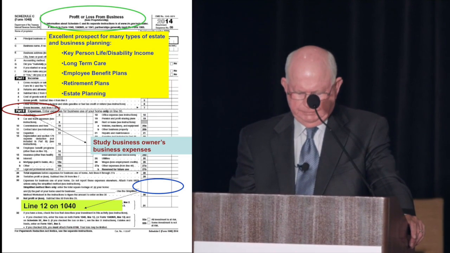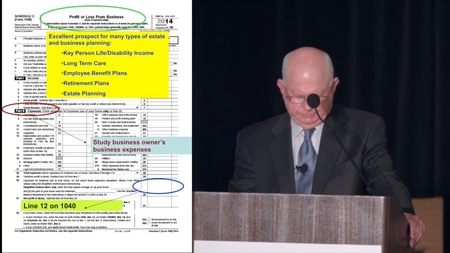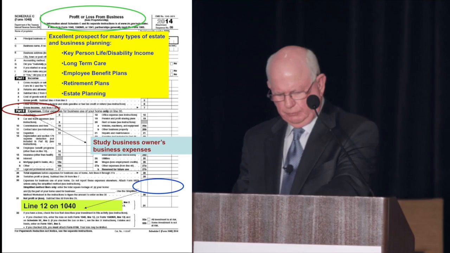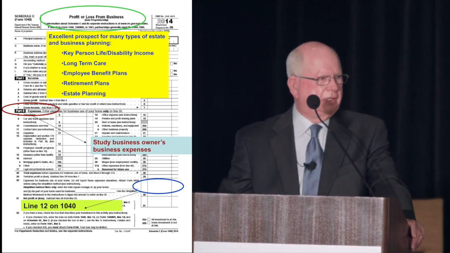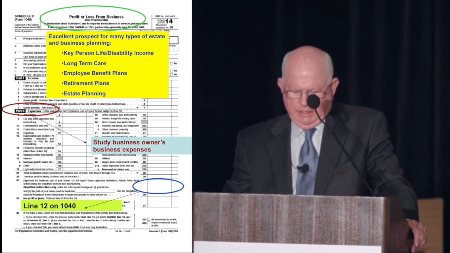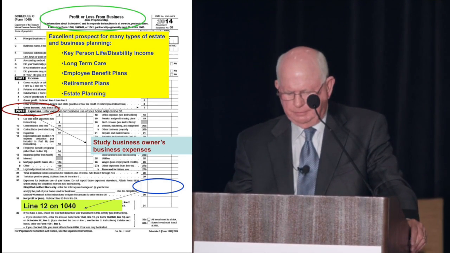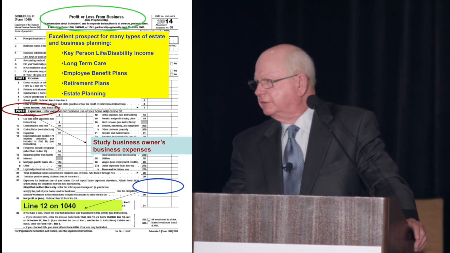Line 12 on Form 1040 refers to Schedule C. This, ladies and gentlemen, is one of the last great tax shelters in America. It's called an unincorporated self-employed business person. If a taxpayer has a profit or loss from a business operated as a sole proprietor, there's an entry on this line. And if so, you have an excellent prospect for estate and business continuation planning.